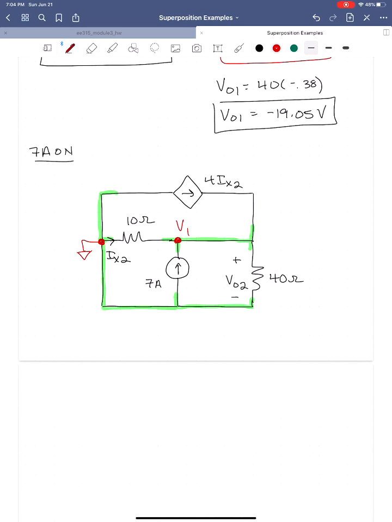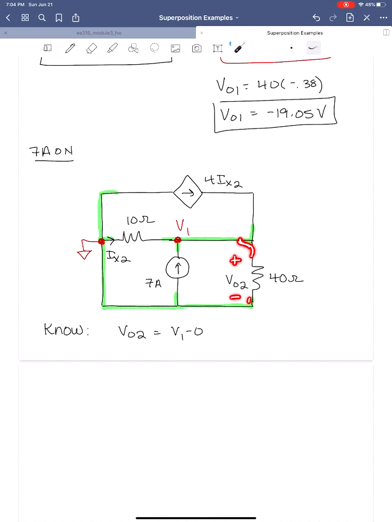So note what Vo2 is equal to. Let's start off with some things that we know. What we're solving for, Vo2, is just V1 minus 0. So we have plus V1 minus the reference node.